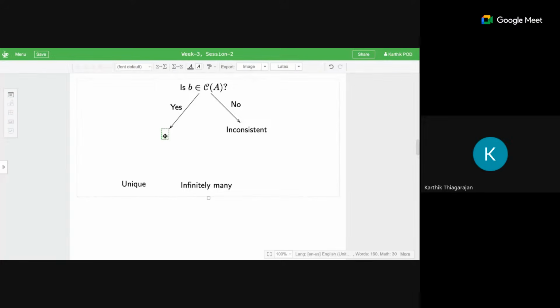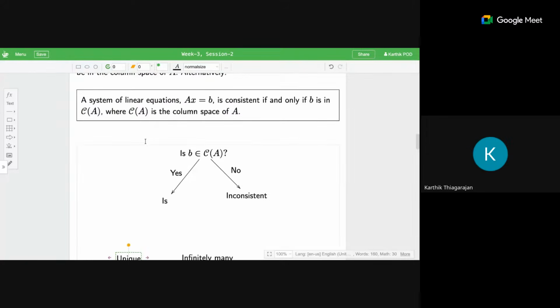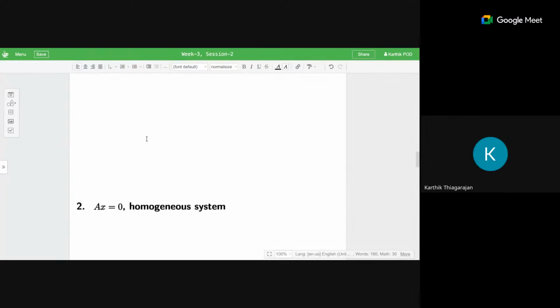We will know what question should we ask. So we'll ask one particular question, whatever, right? So depending on the answer, it will lead us to either infinitely many or unique solution. Okay, so can we move on to the next section?